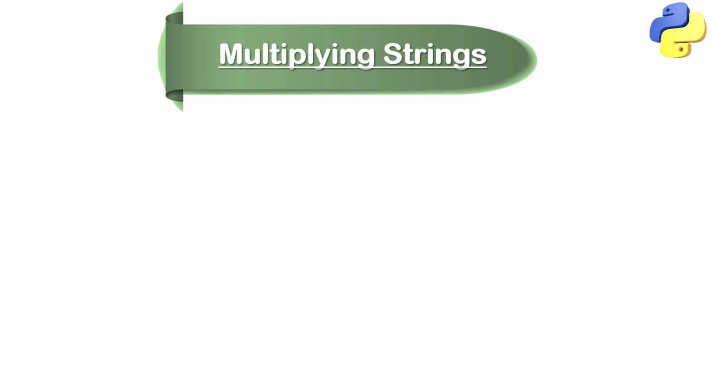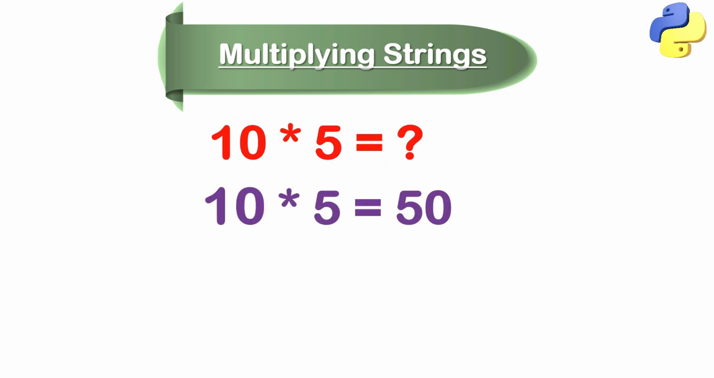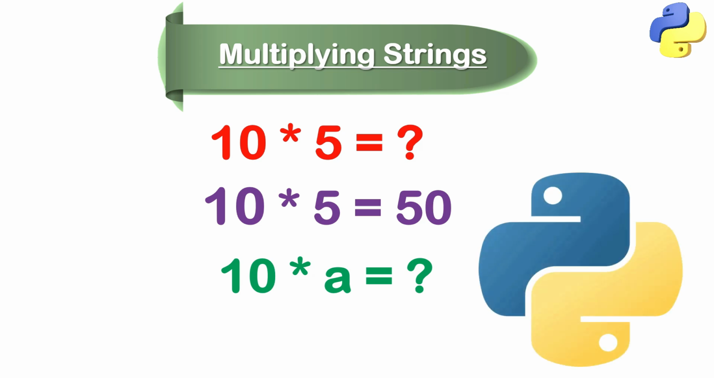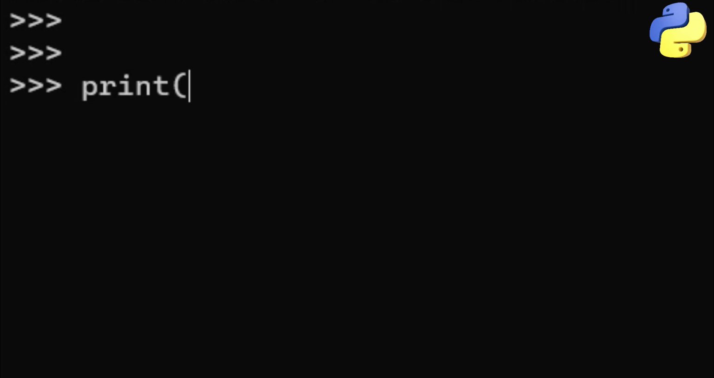Now our next topic is multiplying strings. What is 10 multiplied by 5? The answer is 50, of course. But what is 10 multiplied by 'A'? Here is Python's answer. print(10 * 'A'). It will print 10 A's.